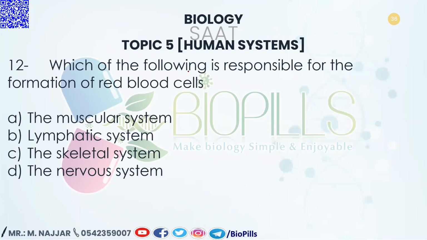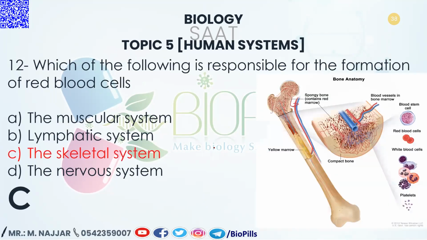Question number 12. Which of the following is responsible for the formation of red blood cells? A, the muscular system; B, lymphatic system; C, the skeletal system; D, the nervous system. The correct answer is C, the skeletal system. As we just mentioned, the skeletal system contains the red bone marrow, and the red bone marrow contains the blood stem cells that differentiate to give all of the components of the blood cells.